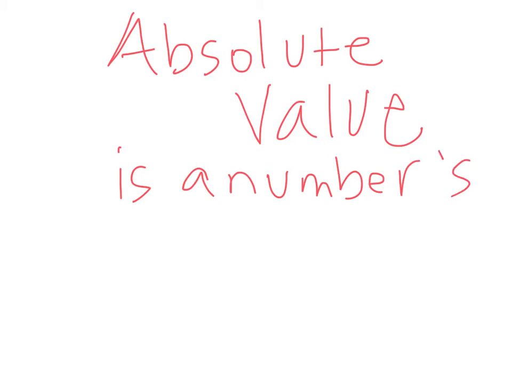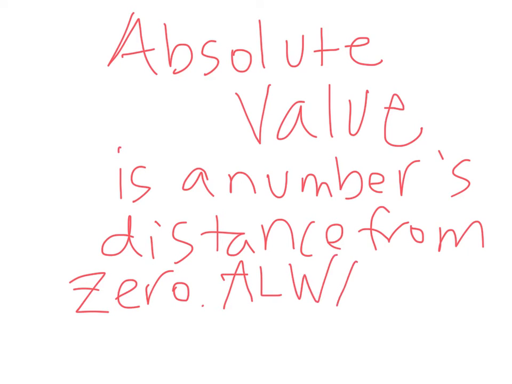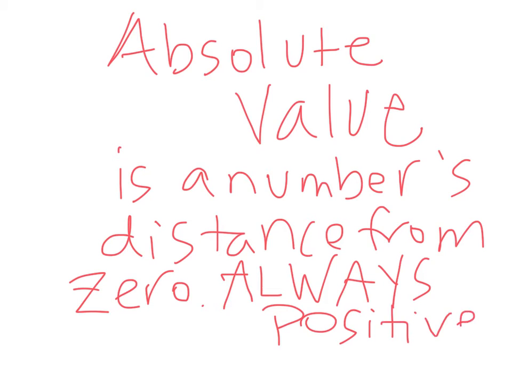We talked a little bit about absolute value in 7th grade. If you're in 7th grade pre-algebra, you probably did not visit this as a 6th grader, but absolute value is a number's distance from 0, and it is always positive. You cannot have negative distances.